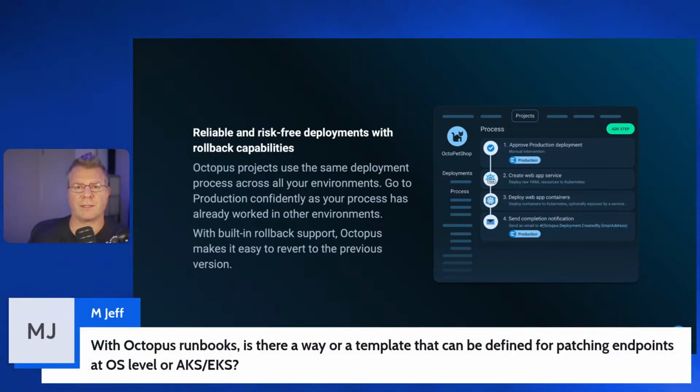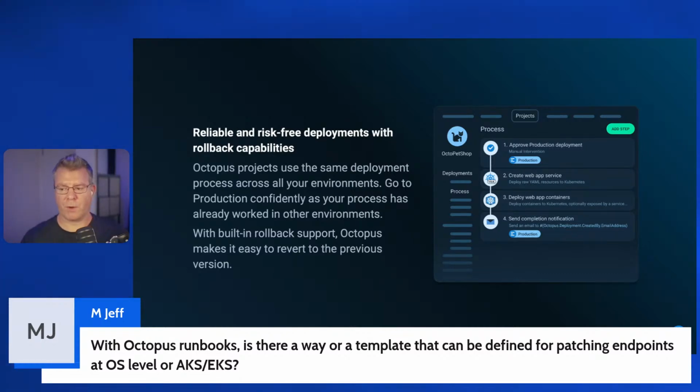So Jeff asks, with Octopus runbooks, is there a way or a template that can be defined for patching endpoints at OS level or AKS, EKS? So the idea here is that I want to perform updates against a Kubernetes cluster or an OS through a runbook. And the answer is absolutely.